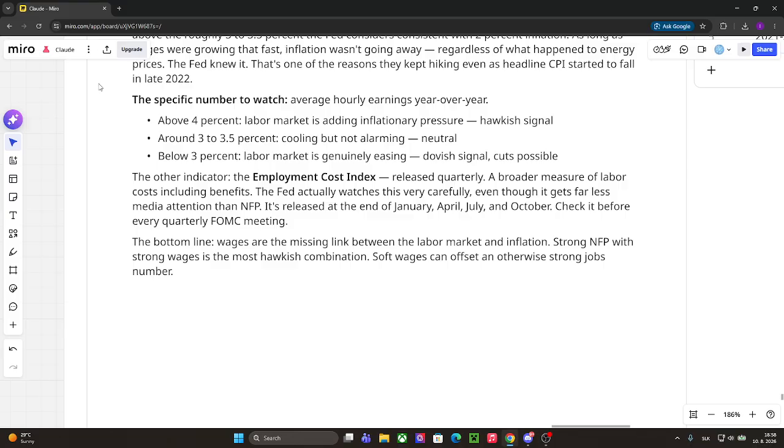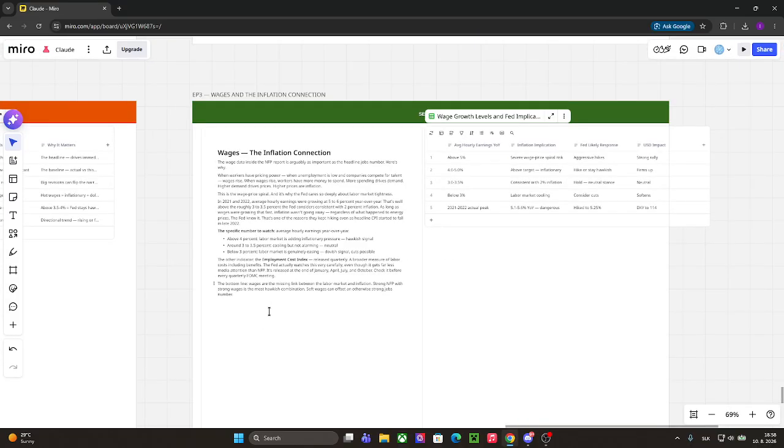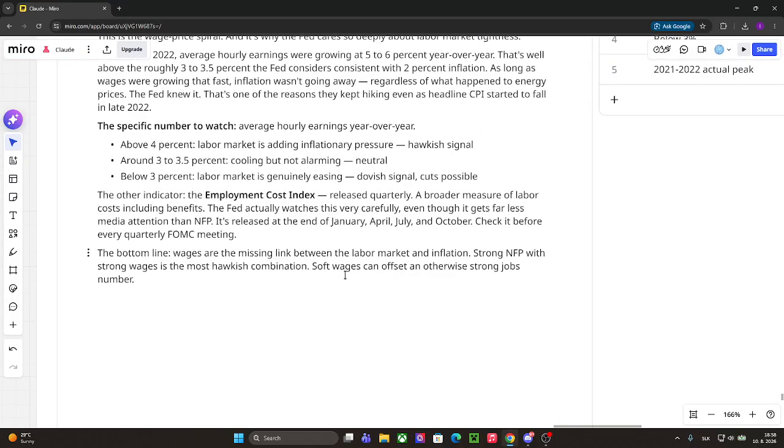The bottom line: wages are the missing link between the labor market and inflation. Strong NFP with strong wages is the most hawkish combination. Soft wages can offset an otherwise strong jobs number.